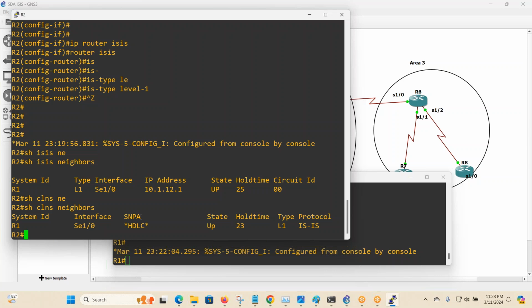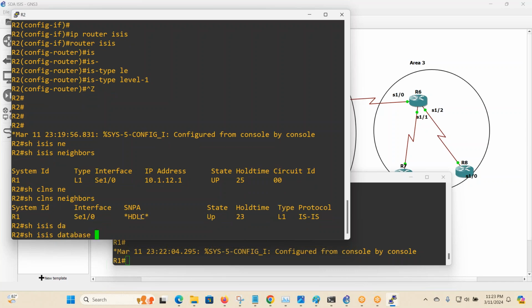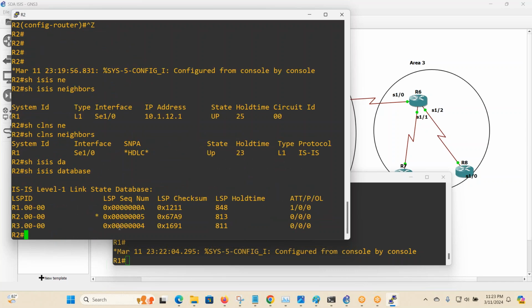State is up, hold time, type 1 protocol ISIS. If we use show ISIS database, this is the topology table. So we have R1, R2, and R3. The IS type is level 1. It does not carry the LSA of other routers.